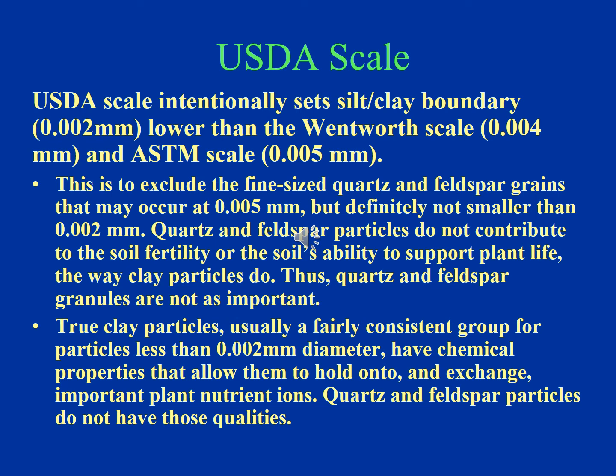And that is because with soils that are going to be used, and we want to understand how they're going to perform for plant support for your agricultural fields or horticulture, it works out better to have those bigger particles around 0.002, like 0.003 and 0.004, put into the clay category, and then you get a more accurate read on what is actually clay, which can tell you how well it can support plants. True clay particles, usually a fairly consistent group for particles less than 0.002 millimeters diameter, have chemical properties that allow them to hold on to and exchange important plant nutrient ions.